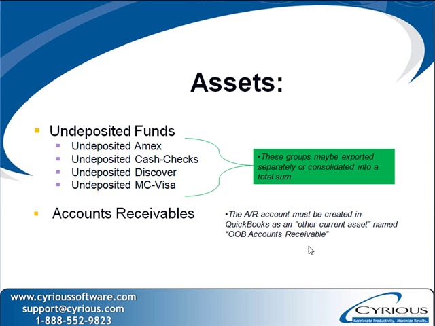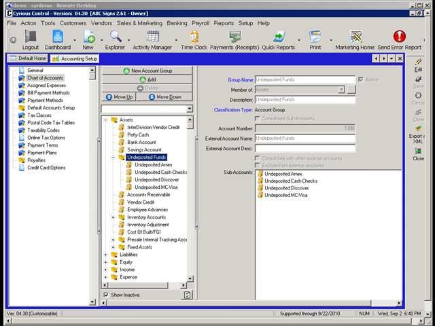So the AR account must be created in QuickBooks as an other current asset, and we're going to name it OOB accounts receivable. Looking back in Control, we can see our asset account for undeposited funds here in the chart of accounts, and then the name of the account in QuickBooks that you have to match is going to go here. The external account name on each of these accounts equals the account name for the matching account in your QuickBooks.